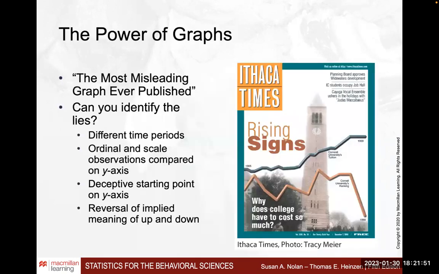Another example that Norton and Heinzen give here is the most misleading graph ever published. The Ithaca Times means to depict that the tuition at Cornell University has increased tremendously, whereas the ranking has changed as well. As we are being misled to believe, it has gone down, but it hasn't. And that's the last point. So we're getting to that. But there are basically four different things that are just totally off with that graph. A graph like that should never have been published.